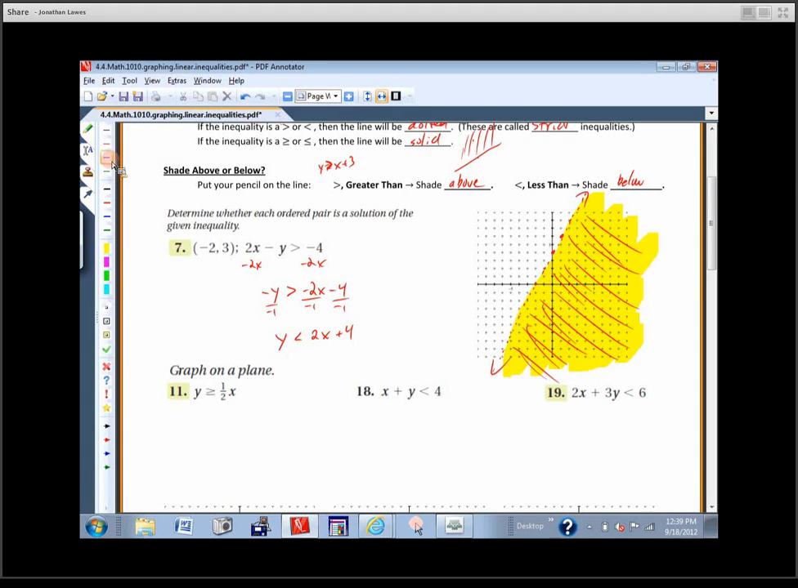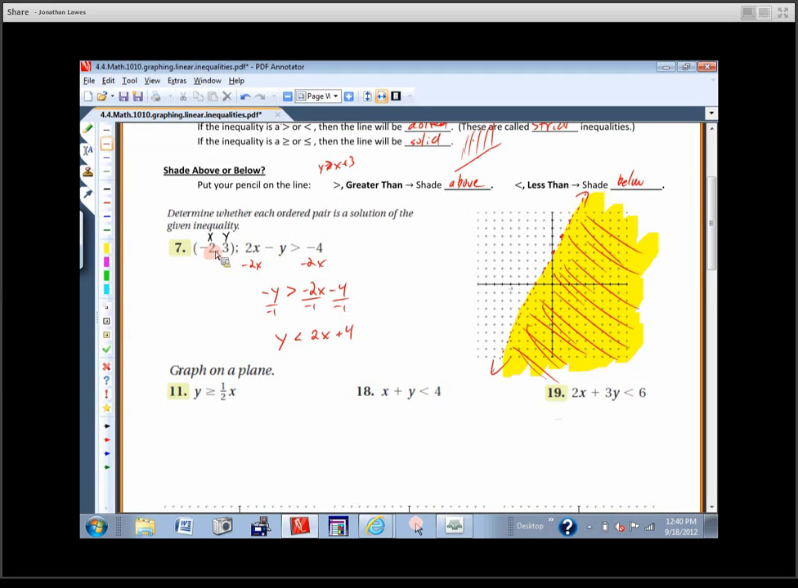Now, the question on this one was, determine whether each ordered pair is a solution of the given inequality. Well, there are two ways that we can figure that out. One way would be to take this, there's the x, there's the y, and plug it in and see if it actually works. If we've already got a graph, remember, if a point's on the graph, then it works in the equation. Or if it's in the shaded part of the graph of the inequality, then it would work in the inequality.